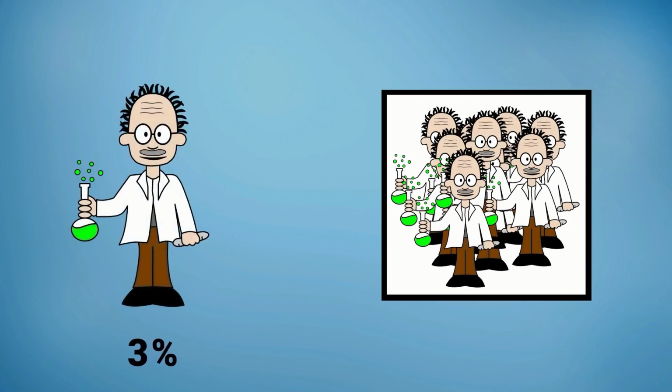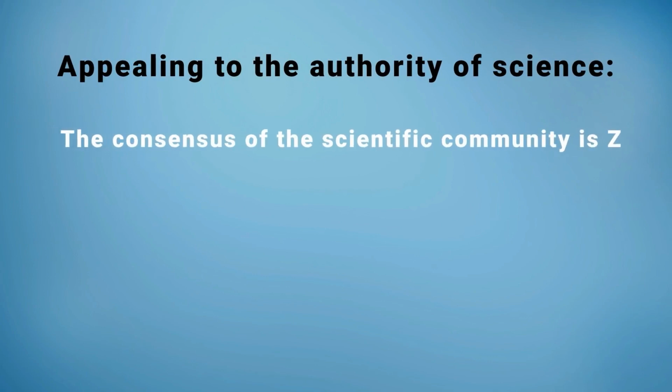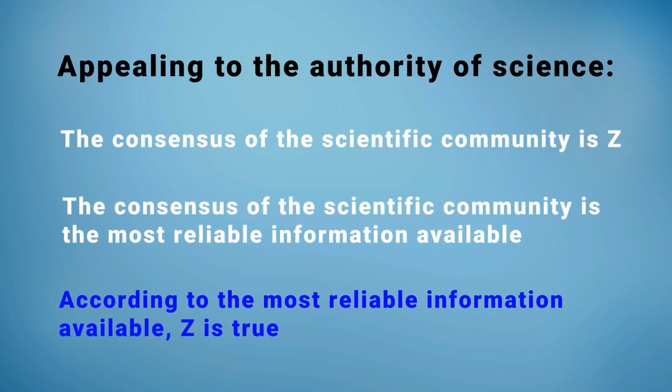If 3% of scientists say A and 97% of scientists say B, you can't say science tells us A. You can say that science is wrong about B and give us your own reasons for making that claim, or that science is unreliable in general, but that's a different matter altogether. Therefore, when appealing to science, your argument should sort of look like this. Premise 1, the consensus of the scientific community is Z. Premise 2, the consensus of the scientific community is the most reliable information available. Conclusion, according to the most reliable information available, Z is true.